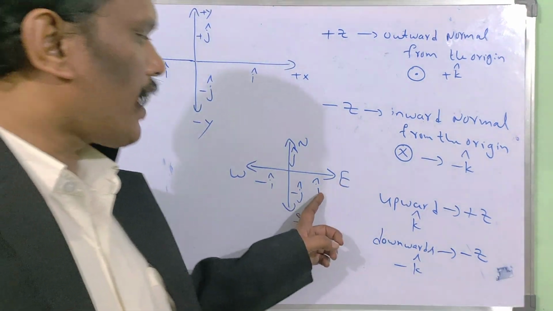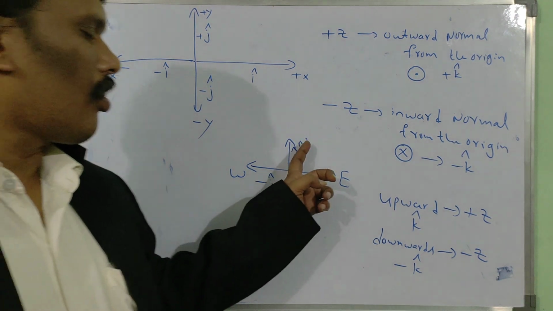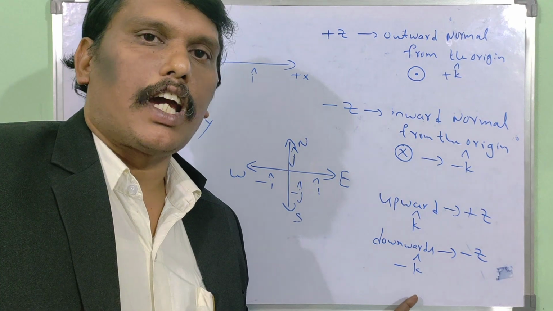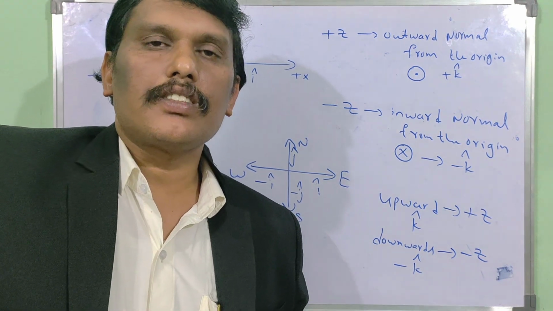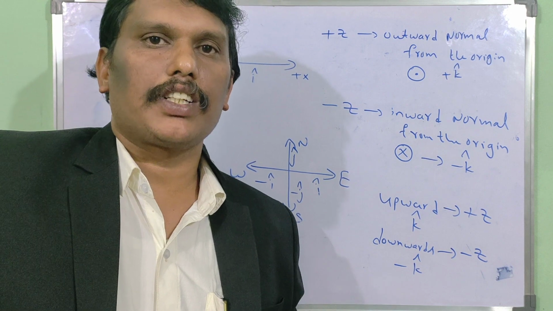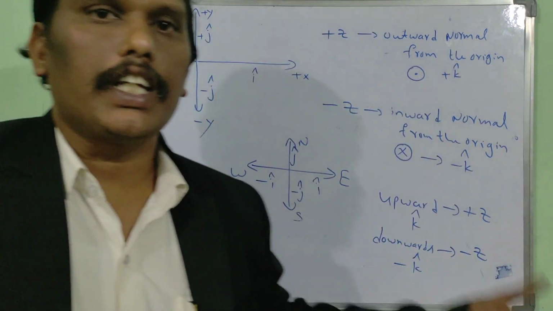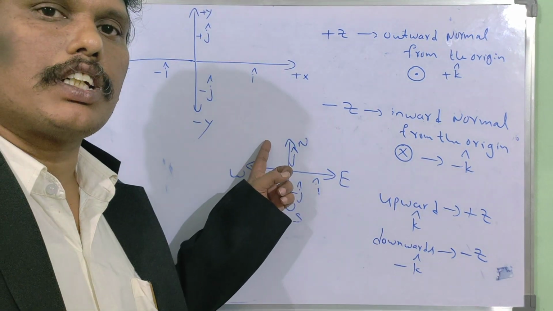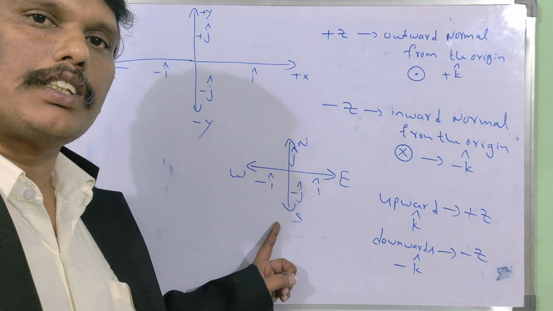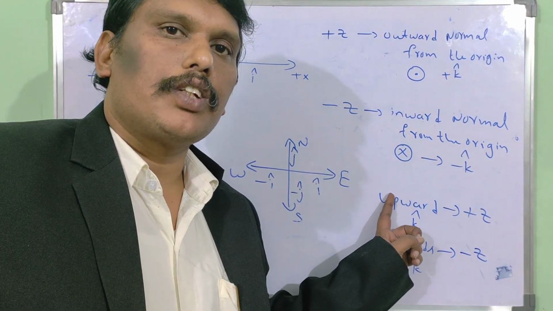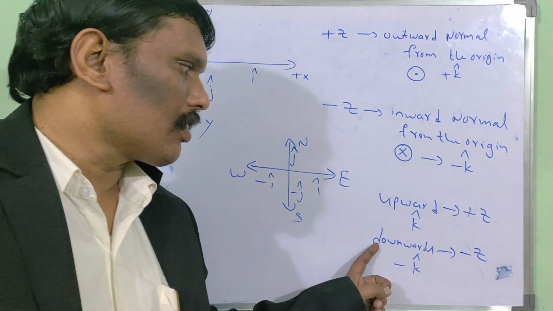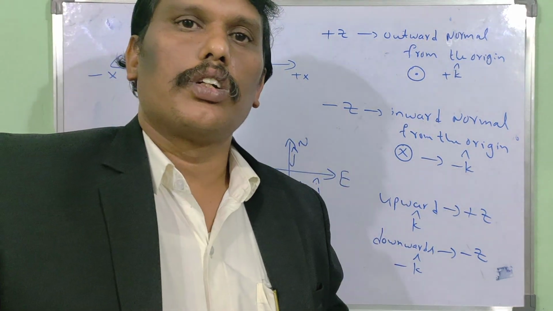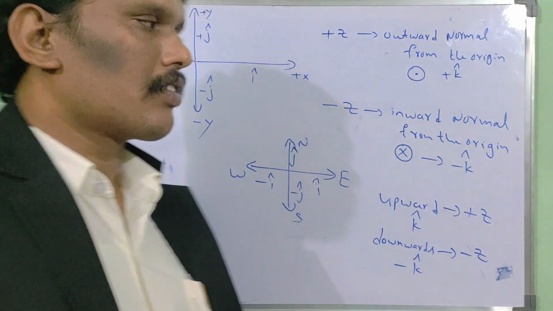That means east is i cap, west is minus i cap, north is j cap, south is minus j cap, upward is k cap, and downward is minus k cap. These are the unit vectors to represent the directions. Like that, we use unit vectors to represent directions. Note down, students. Pause it and note down.